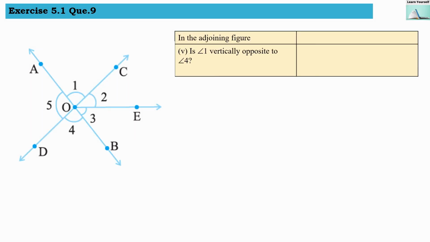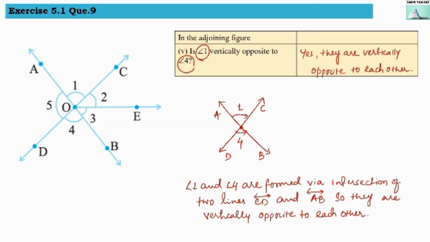Next question is, is angle 1 vertically opposite to angle 4 or not? So let us check the figure. We do have here angle 1 like this and angle 4. These two angles are formed by the intersection of two lines, that is AB and CD. So they are vertically opposite to each other.